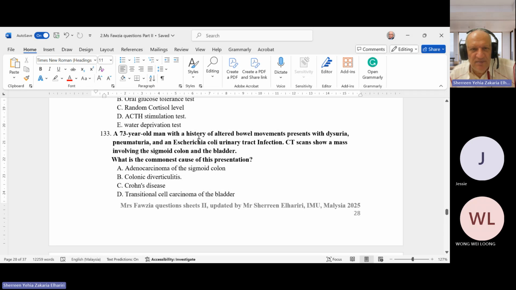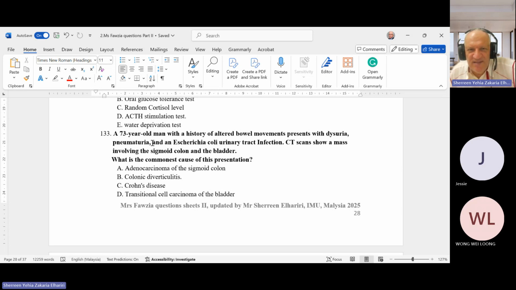A 70-year-old man with a history of altered bowel habit. Altered bowel habit, of course, is like constipation and diarrhea, and it is common in diverticulitis and cancer colon, with dysuria, pneumaturia, and E. coli, Escherichia coli, in the urinary tract infection. Pneumaturia means air comes in the urine, and it means that they have a fistula with the colon. It can be diverticulitis or cancer colon, so they have a fistula between the colon and urinary bladder.